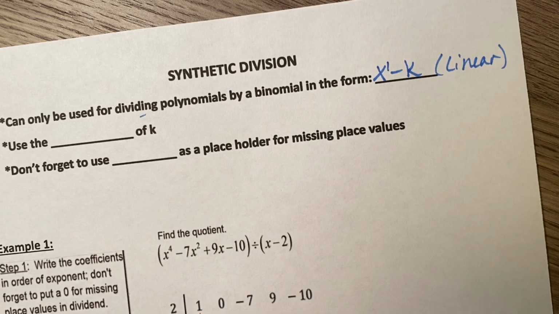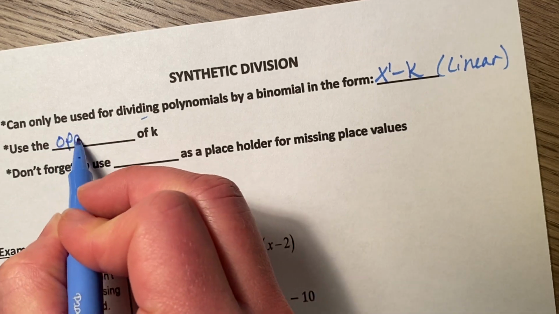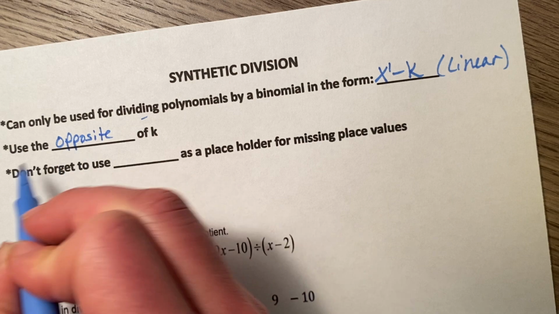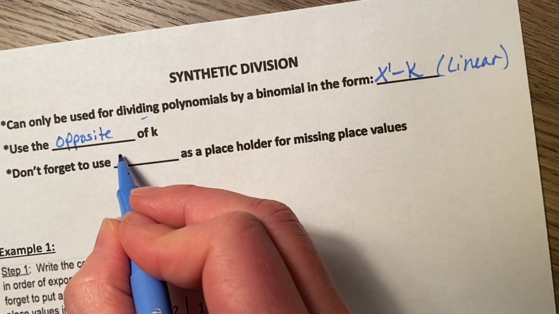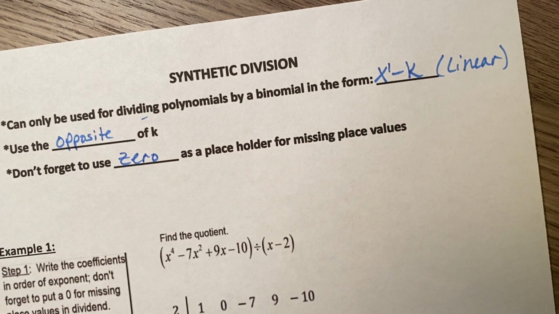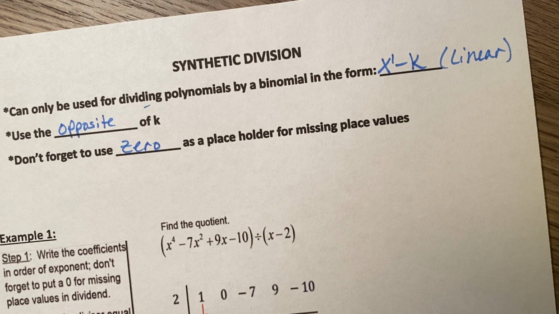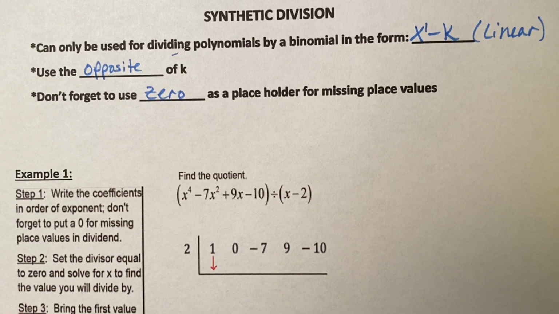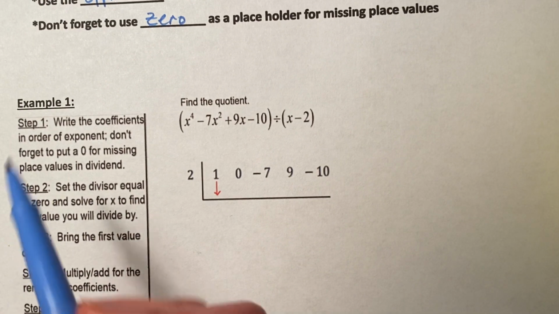When we use this, we're always going to use the opposite value of k than what is given. And don't forget to use a 0 as a placeholder. If we have any place values missing, just like you do with long division, you want to add that in if needed. Okay, so we are going to follow the steps here.